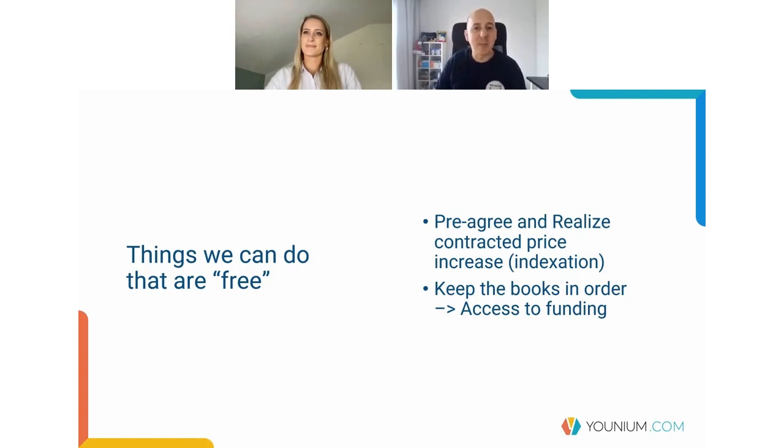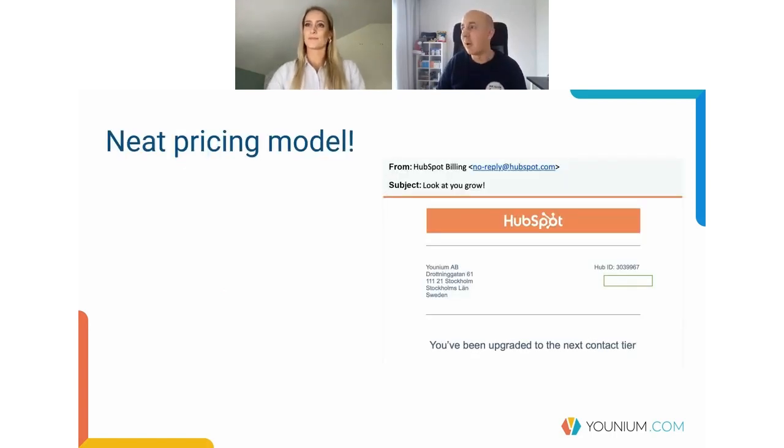This is a very cool example I put in here from HubSpot. I really, really like this. So this is us, unfortunately, going to pay more. But the way they write this is something I really get inspired by. "Look at you grow." That's the subject. Like, oh, great, you grew, Younium. You've added more people in your team, or you have new contacts that you can reach out to. Therefore, you have been upgraded to the next contact tier.